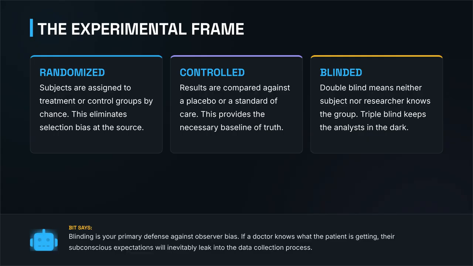The frame must also be controlled. Results are compared against a placebo or a standard of care. This control group provides the necessary baseline of truth. You cannot know if a drug works unless you know exactly what happens when the drug is not given.